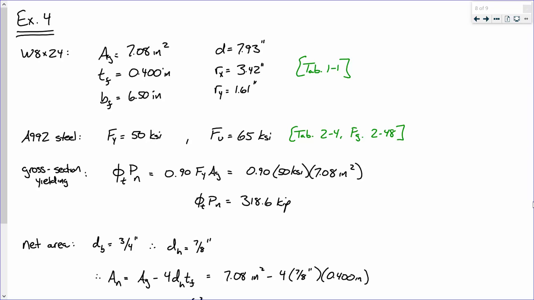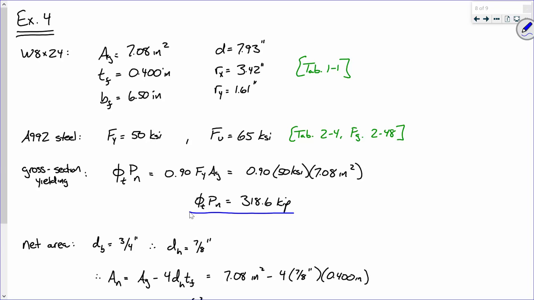Okay, so we looked up A992 steel properties, and then we said, okay, let's start computing some values. So if you recall, we calculated ultimately 2 limit state capacities. We calculated this one right here, which was gross section yielding, and we got about 318.6 kips. So that's, if I take this member and yank it, the gross section will yield at a load of about 318.6 kips. Keeping in mind, we've adjusted that with a safety factor.